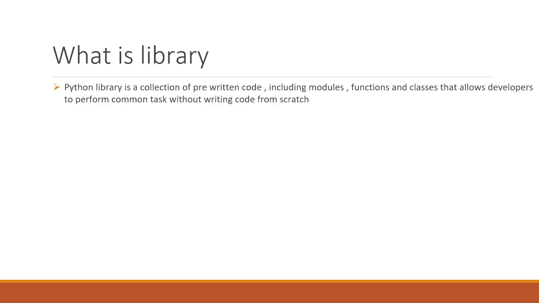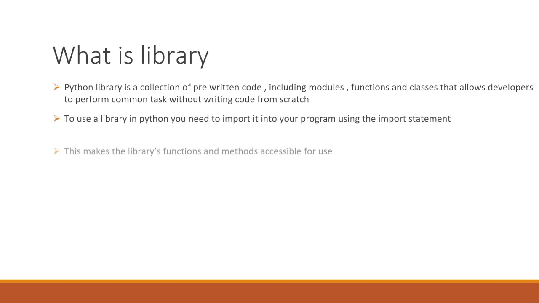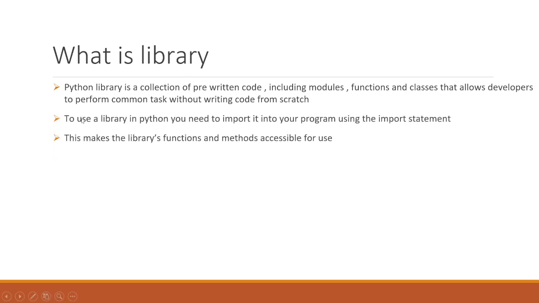And if you want to use that library, then you have to import it. So to use a library in Python, you need to import it into a program using the import statement. This makes the library's functions and methods accessible for use. So if you are trying to import any library, you have to use the import statement for that, and using that, all the functions and methods will be accessible for you to use.